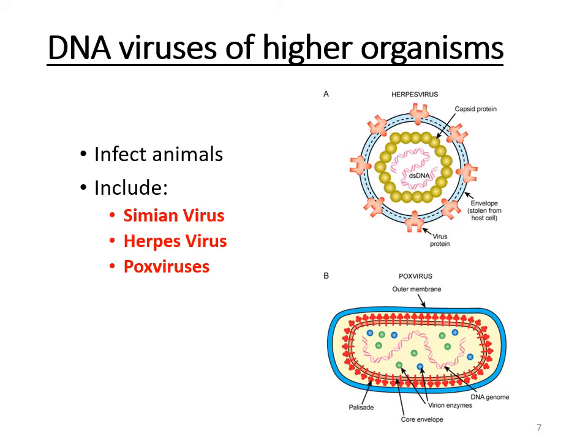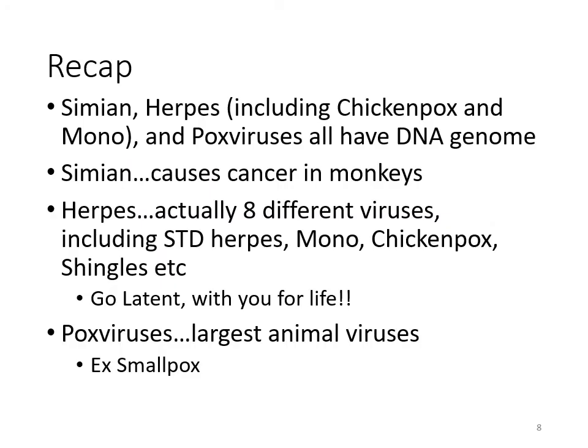So again, keep in mind that anytime you hear simian viruses, herpes viruses, pox viruses, or any of the examples I just gave you. So for instance, if I asked you about chickenpox, you should know right away that it's a herpes virus, which means it has a DNA genome, okay? Make sure you know that any of these 3 viruses and their examples have a DNA genome. Here is some recap information so you can pause the video and write down these notes.